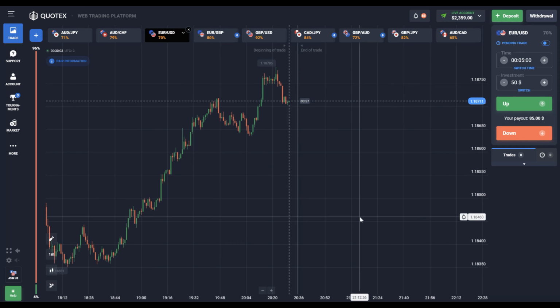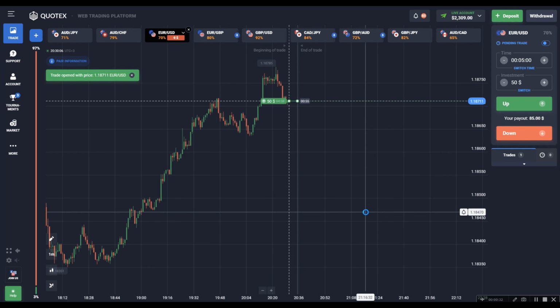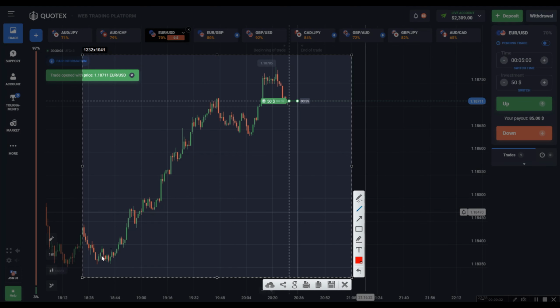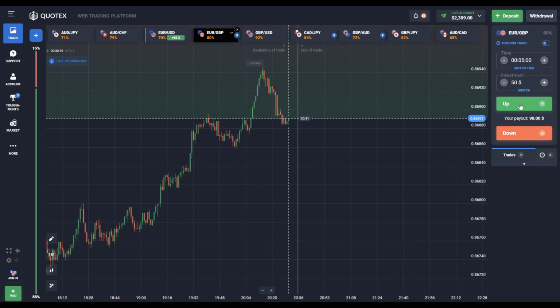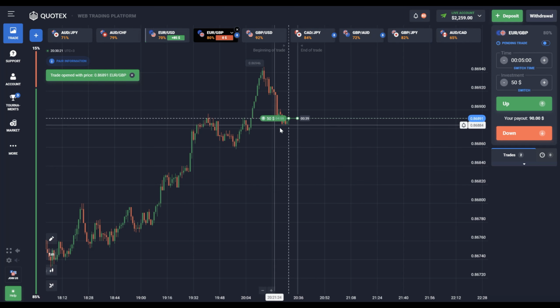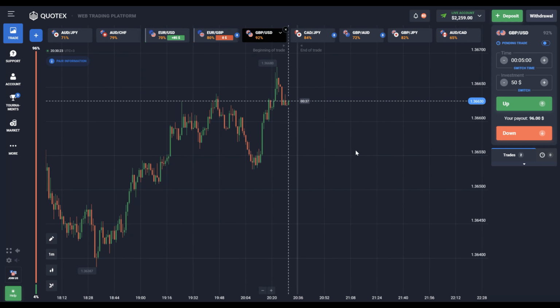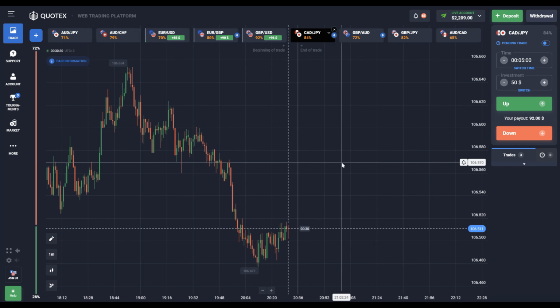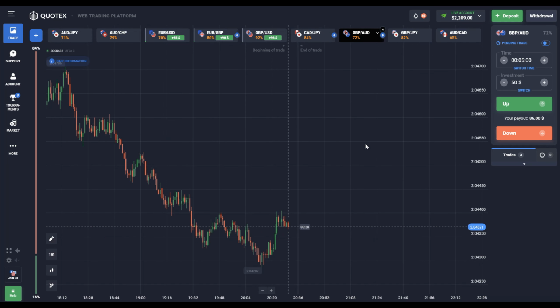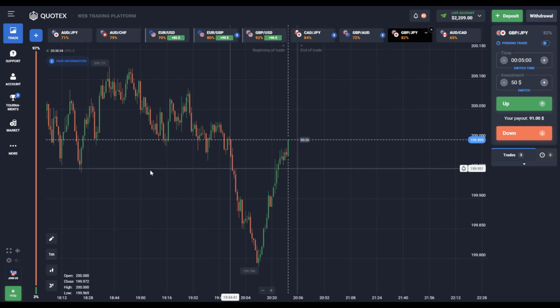Euro dollar, I'm opening a trade for a strong increase. We had an uptrend previously. And as you can see, the price has returned to consolidate, so there's a high probability that the price will go up. It's a simple situation. Euro British pound, a similar situation. Also an uptrend, and the price has returned to consolidate. We'll also do the same with the British pound dollar currency pair. Now let's see what else is happening.